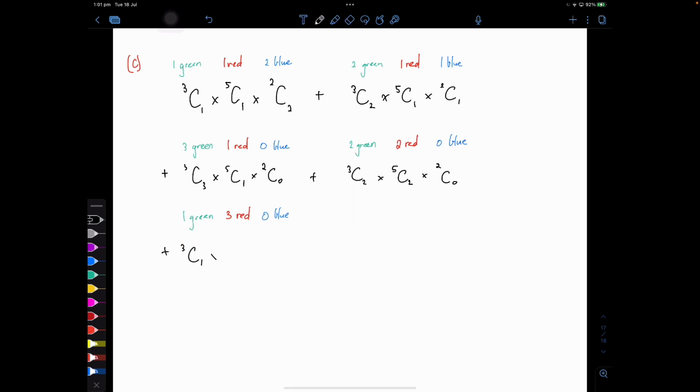3 choose 1 times 5 choose 3 times 2 choose 0. Now with the choose zeros and the choose 2s, what do you know they cancel out to become? 1. Yes. This one turns into a 1, this one turns into a 1 here, this one turns into a 1, this one turns into a 1. What about the choose ones? Should turn into 2. Right? They turn into the number on top, the actual number itself.